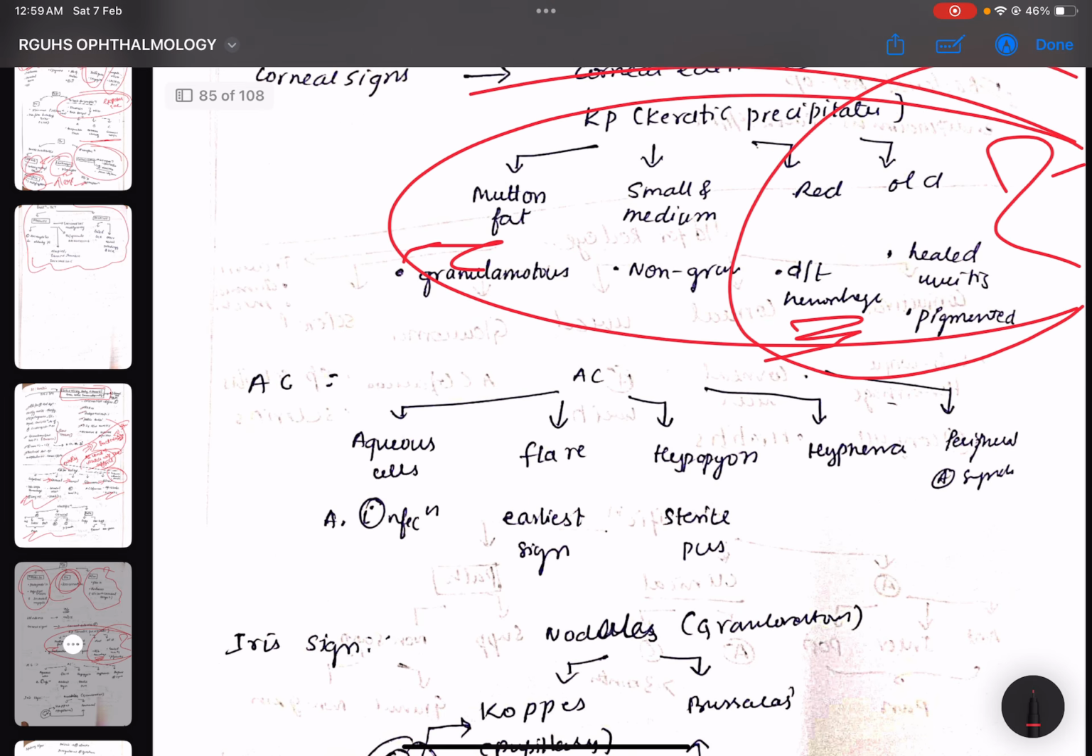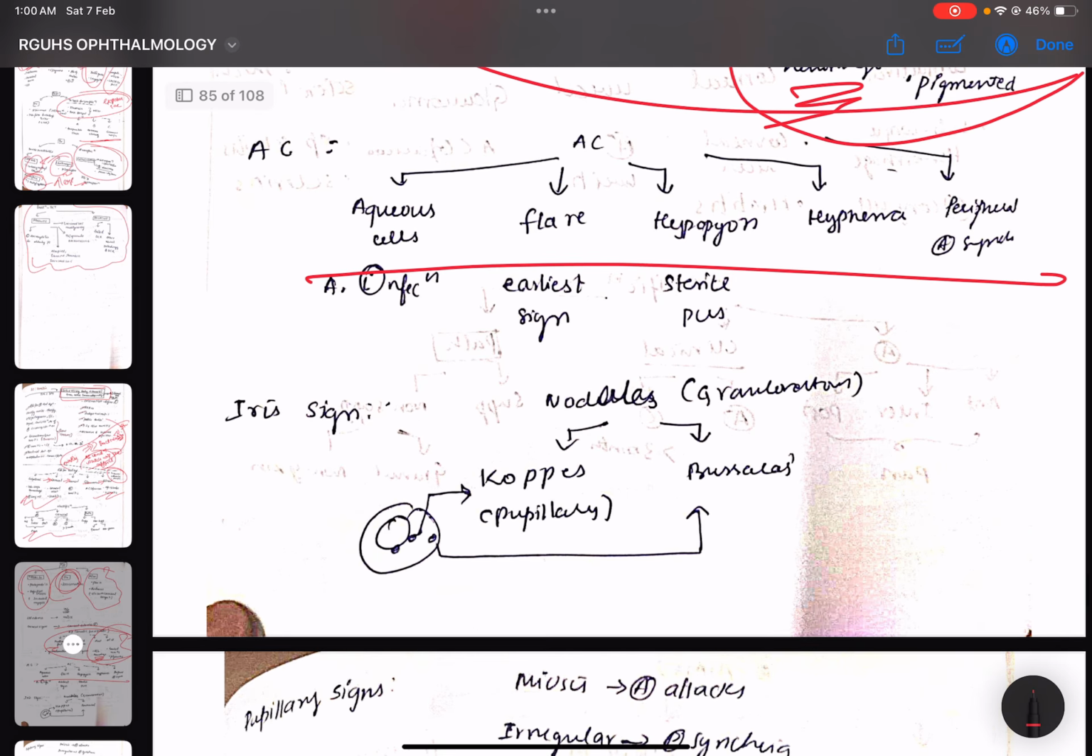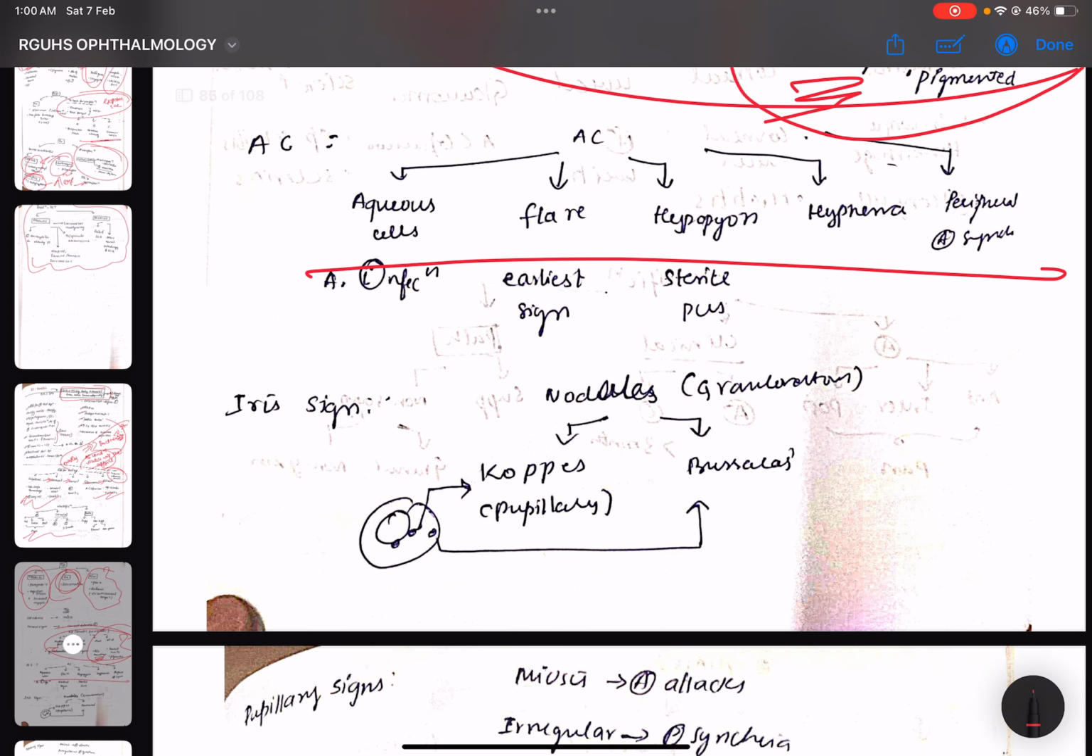Again, while writing about the anterior chamber, you have to write about all these things, hypopyon and everything, because if they are asking you a question on uveitis, they are testing whether you know the clinical signs in the uvea. That's the main aim when they ask a uveitis based question. So make sure you study all of it. And again, while writing iris signs, where is the pupil, it's a side thing. If it's at the pupillary border, then it's Koeppe's nodules, and if it's diffuse, then it's Busacca's nodules. Okay, you have to write it.